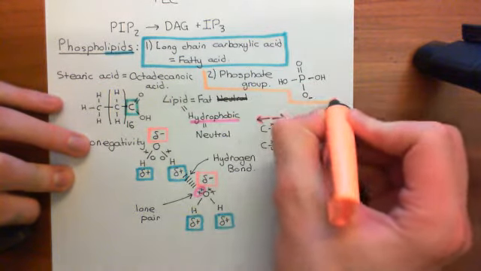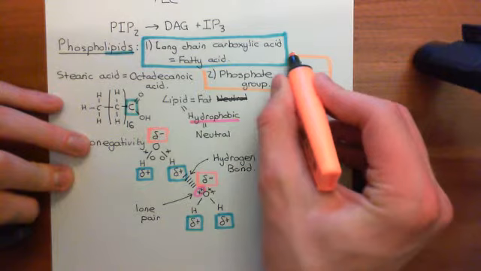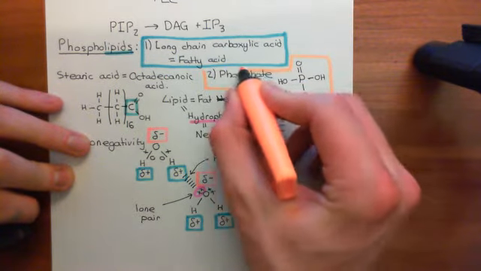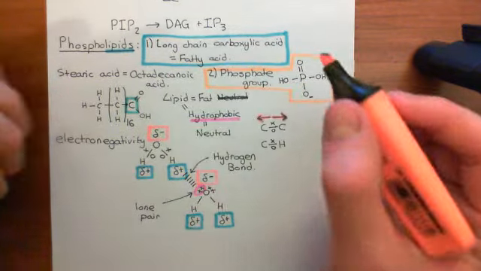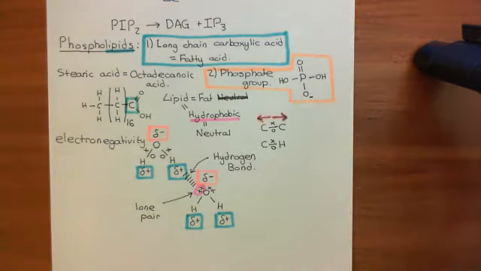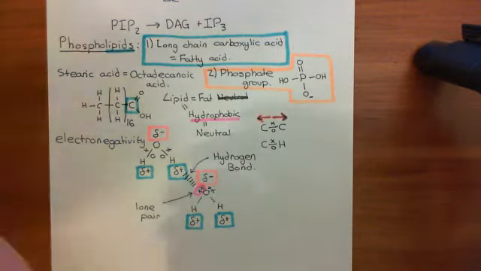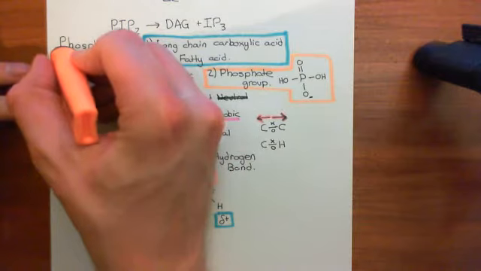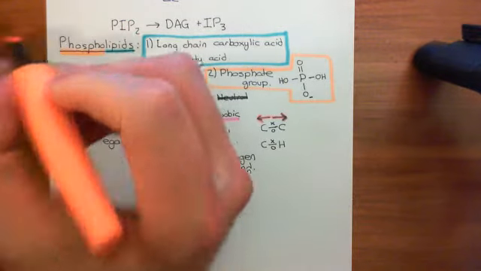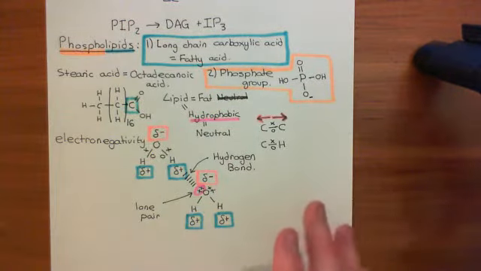So to be considered a phospholipid, you need to have both of these within you. You need to have a long-chain carboxylic acid structure and then also a phosphate group within you. And if you have those two criteria satisfied, then you are a phospholipid. Okay, right, so that's phospholipids.